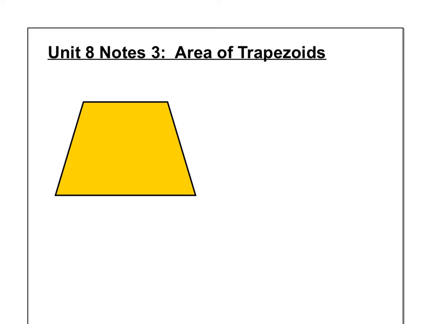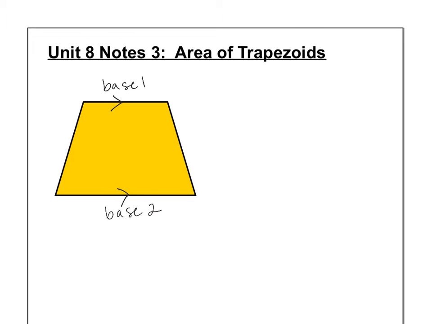Today we will do Unit 8, Notes 3, and we're going to learn how to find area of trapezoids. So remember what a trapezoid is? A trapezoid has one pair of parallel sides. So like this side and this side are parallel, one pair of parallel sides. The two sides that are parallel are called the bases. So these are both bases, and sometimes we call them base 1 and base 2.